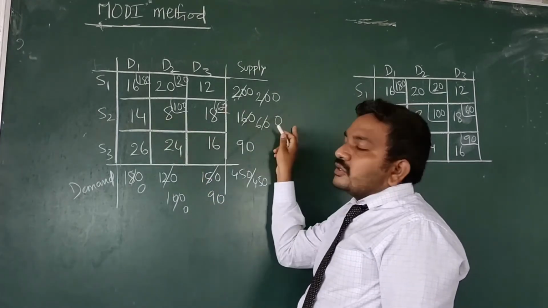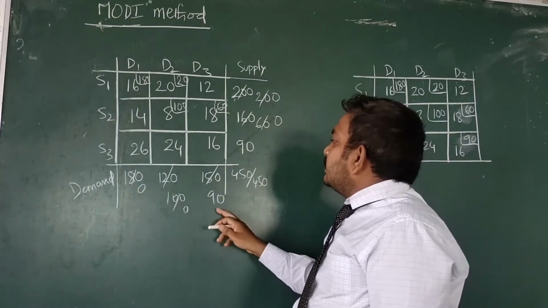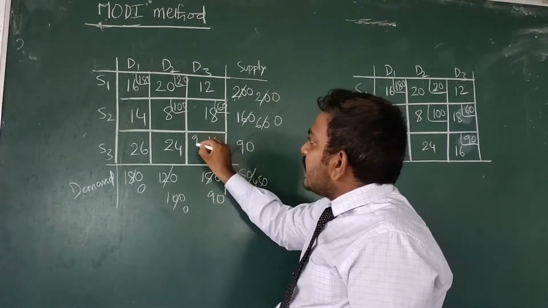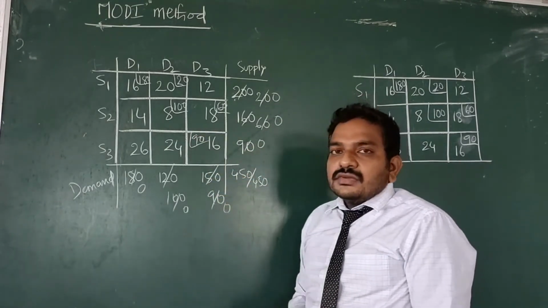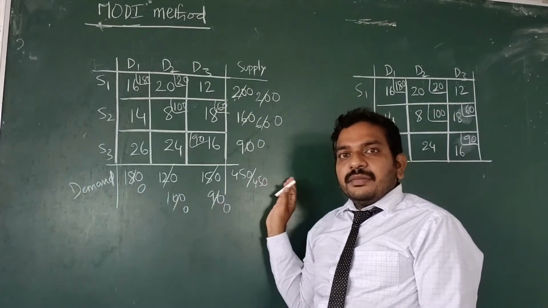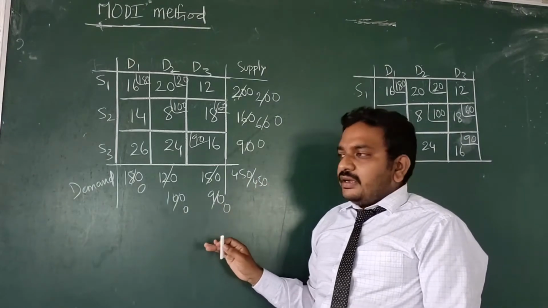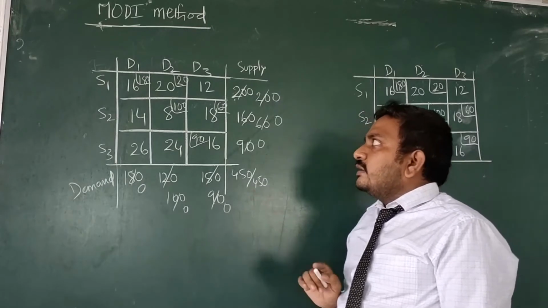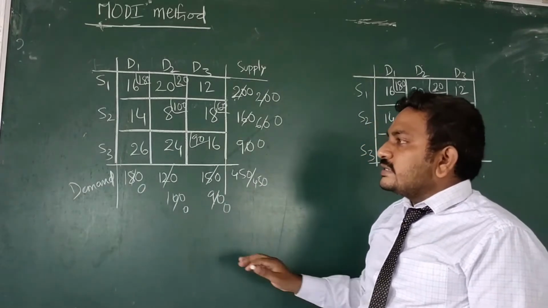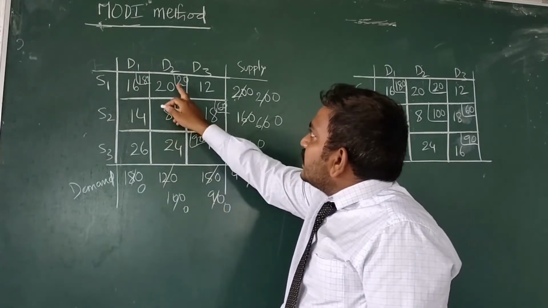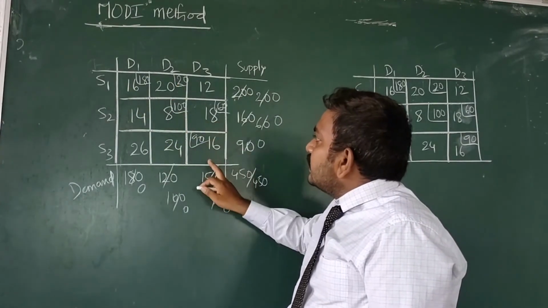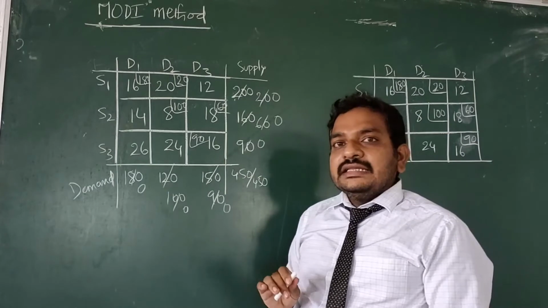This row gets exhausted, deleted. And the next last cell is 90. This is 0 and 0. All of the supply and demand get satisfied and exhausted. And I allocate, my total allocations are S1 D1, S2 D2, S1 D2, S2 D3, and finally S3 D3.